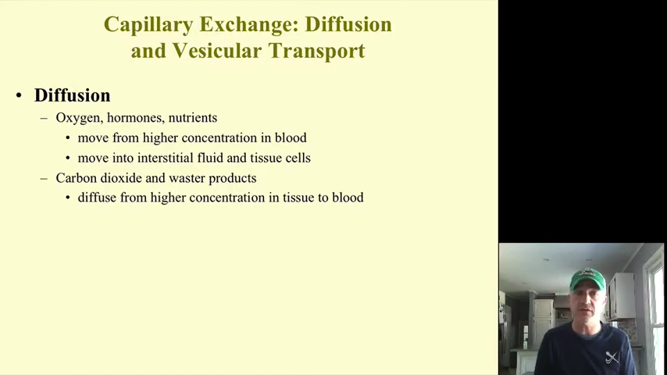So most of our nutrients, because they're being picked up in different places, are going to be leaving the bloodstream at the capillaries and going into the tissues where they're being used up. And most waste products and things like carbon dioxide that are being generated in the tissues are going to be in higher concentration there and generally will move to the blood.